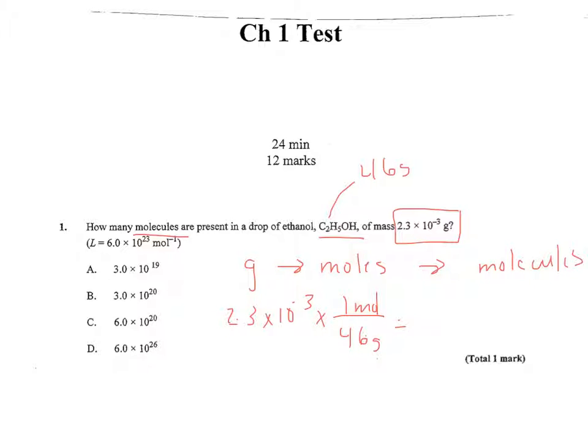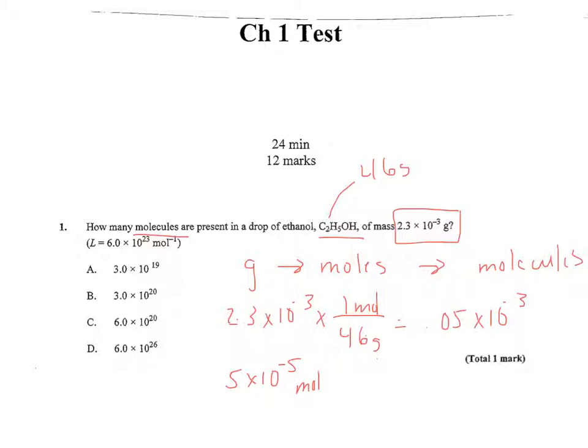So now this is where you should be able to see that 2.3 over 46, that's about 0.5, but with the decimals, it's really 0.05, and you still have the 10 to the minus 3. So you can rethink this. This is really 5 times 10 to the minus fifth. And that's how many moles we're talking about.